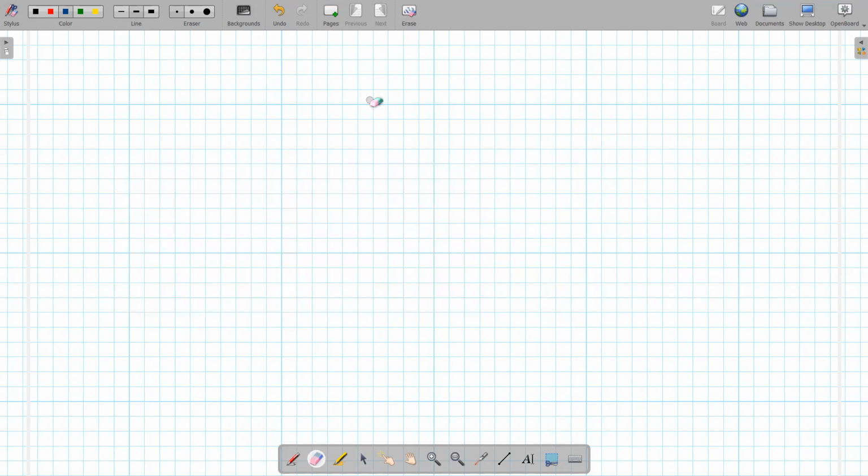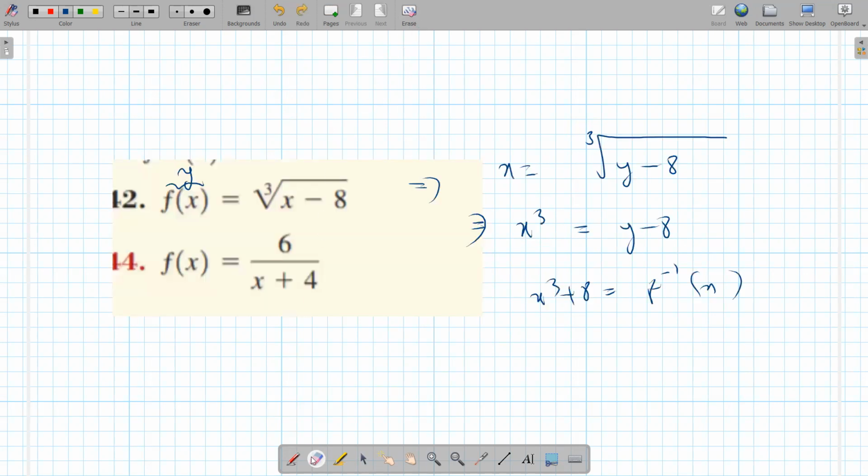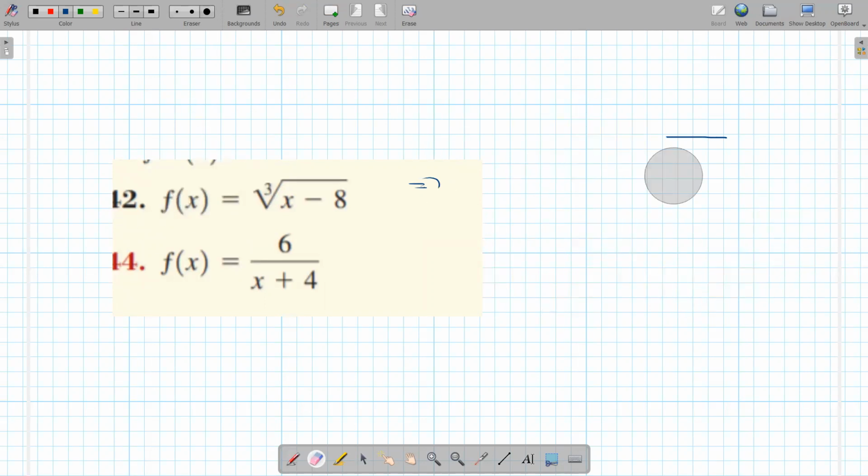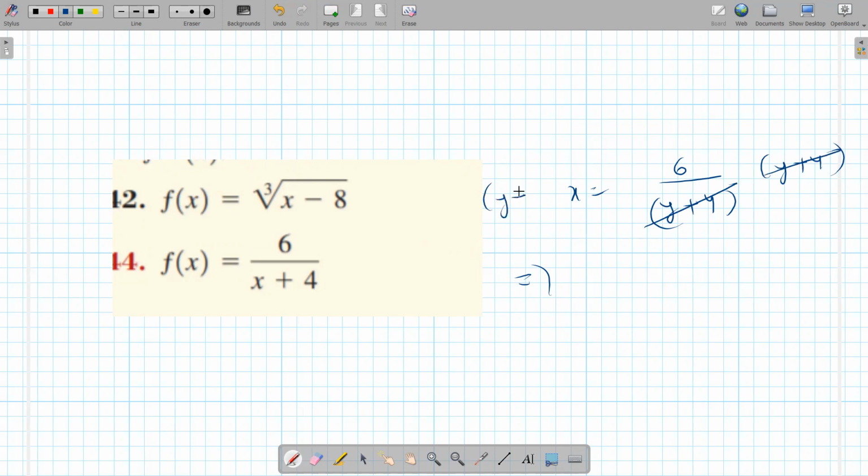Okay, let's do the next one as well. All you have to do is flip the x and the y. So the first step would be 6 over y plus 4 equals x. Perfect. And then when you solve for this, you would multiply by y plus 4. Yes, exactly, because we need to get this out of the denominator.